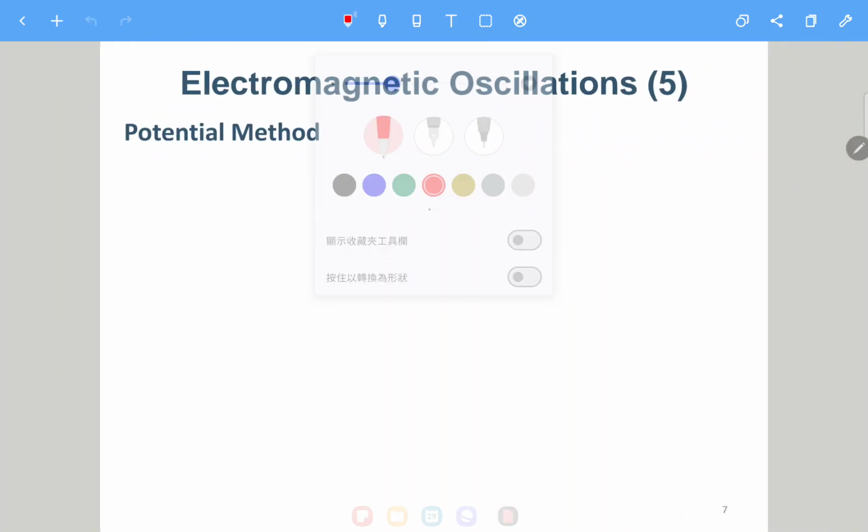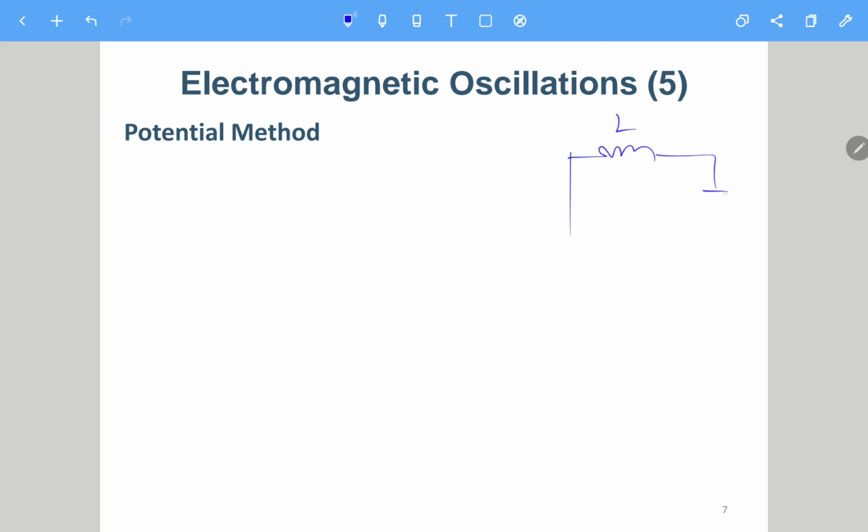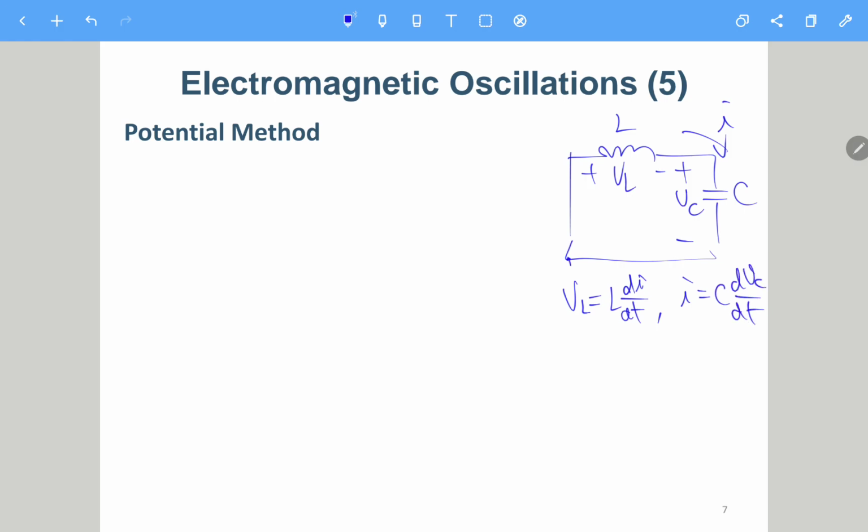So actually, previously when I learned circuits, I used the potential method. The potential method is just like this: this is L, this is C. This is VC plus, and this is VL plus minus, with the current I. Of course we have VL equals L di/dt, and also I equals C dVc/dt. So still we use KVL: VL plus VC equals 0.